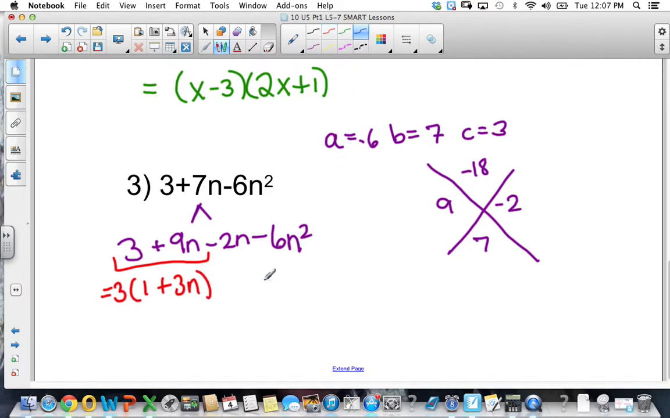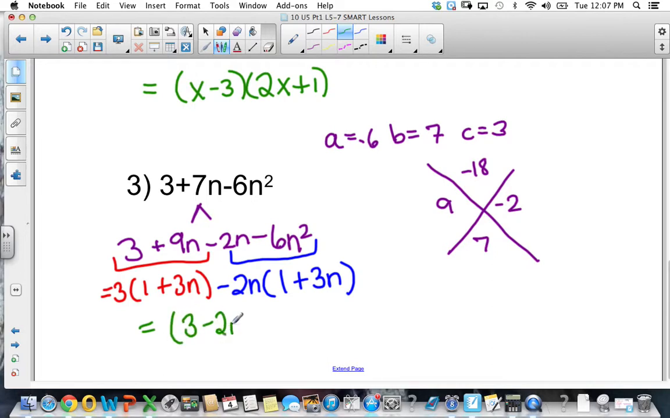Bring down the next sign you see, which is negative, and factor out the GCF of the second 2, which is 2n, and you're left with 1 plus 3n. Again, that sign switches because a negative is being factored out, and a negative times a positive is a negative. And you can see that the red and the blue have a common factor. That shows that the quadratic is indeed factorable.